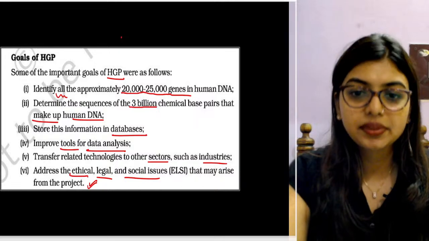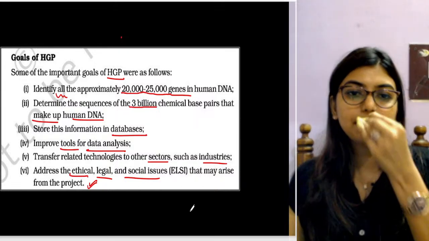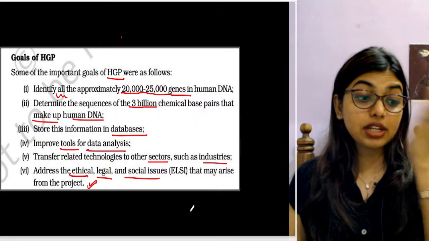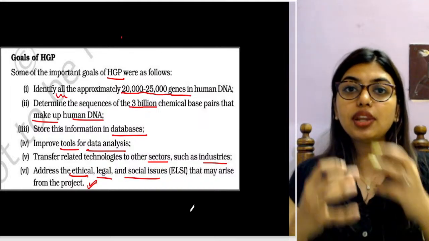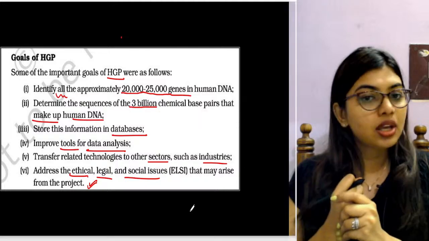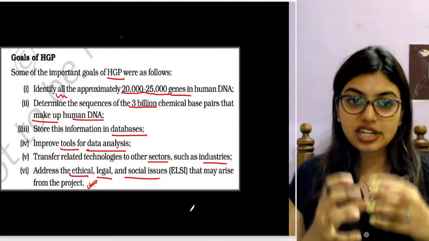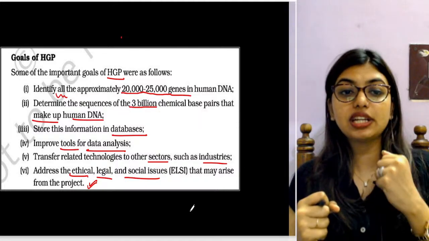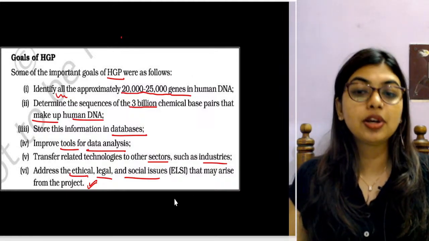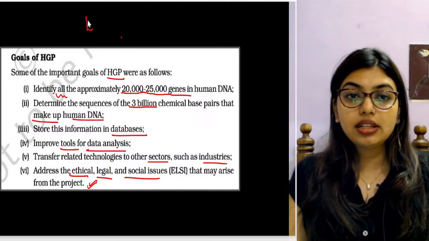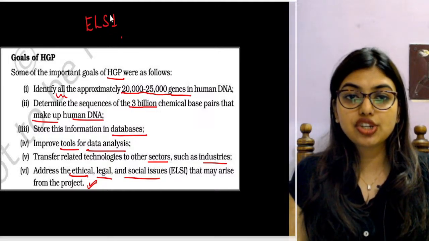Yes. So the goals of HGP were identifying all approximately 20 to 25,000 genes in human DNA, determining the sequence of 3 billion chemical base pairs, storing this information in databases, improving the tools for data analysis, transferring the related technologies to other sectors, and addressing ethical, legal, and social issues.